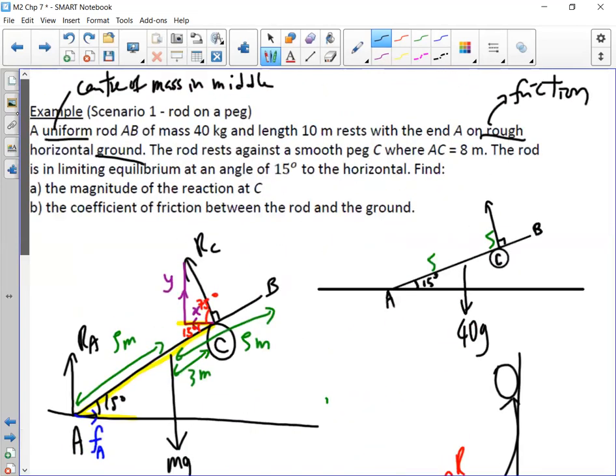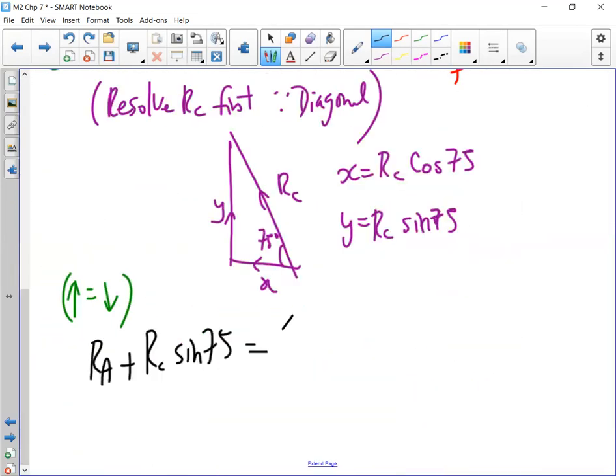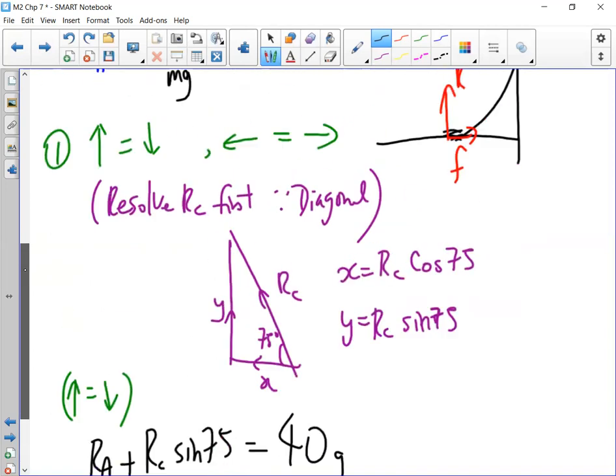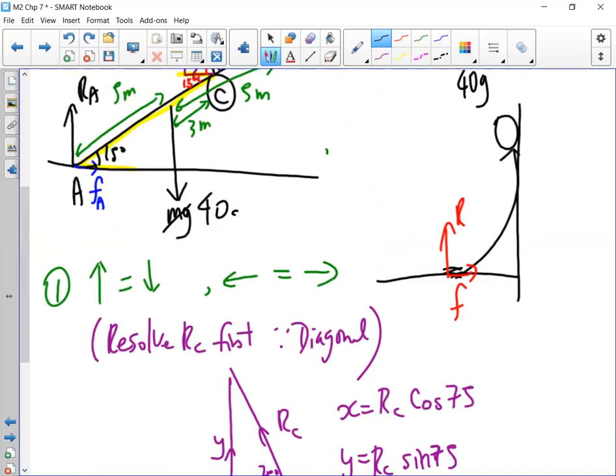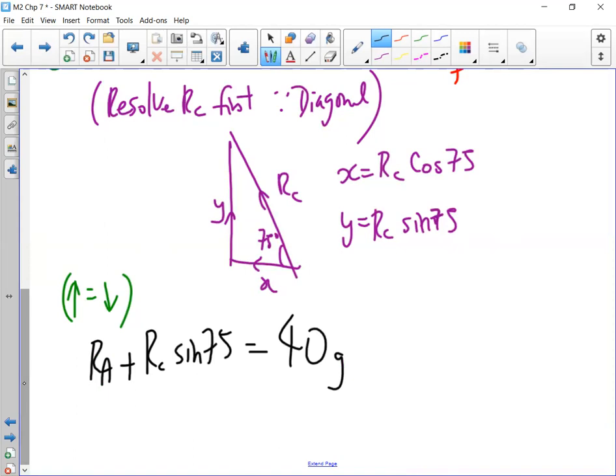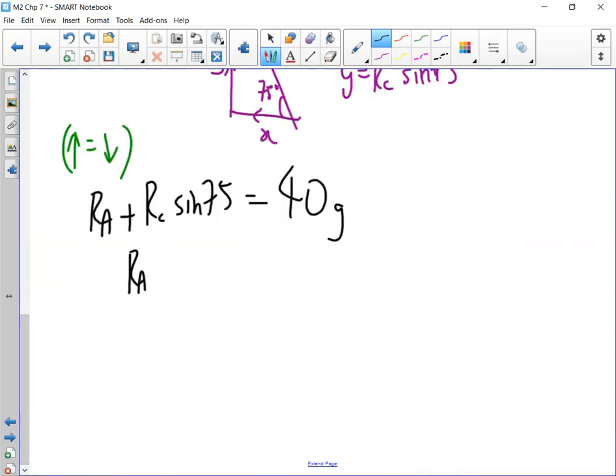We're given the mass, 40. So it'll be 40 g. 40 times 9.8 is 392. So RA plus RC sin 75 equals 392.